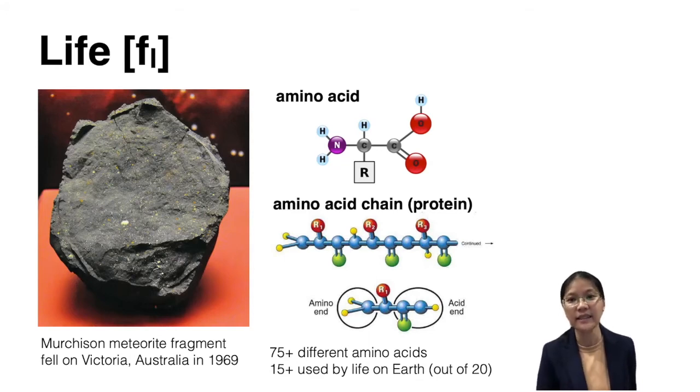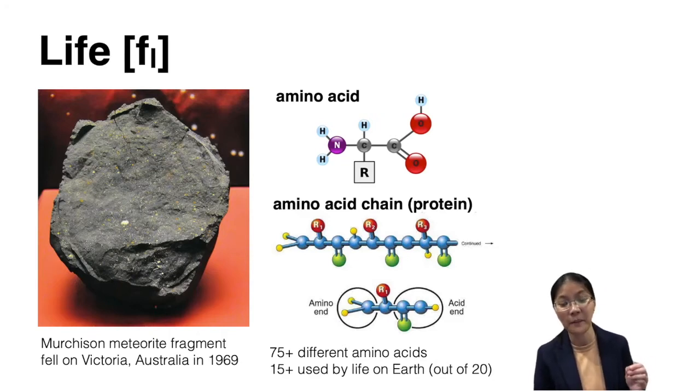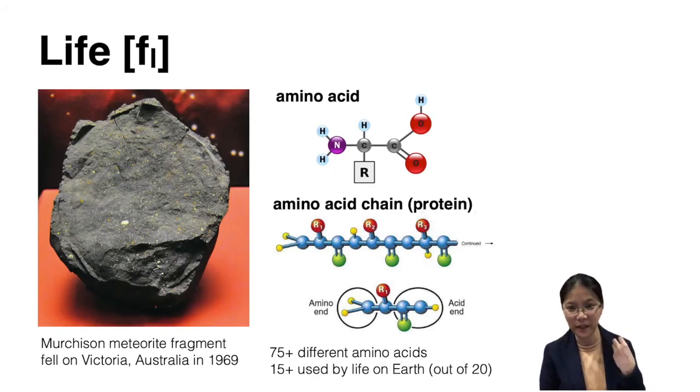And interestingly, we've found these same amino acids, 15 of them, plus many, many more, in a meteorite. This is called the Murchison meteorite fragment that fell somewhere in Australia back in 1969. And it's an ancient rock that's as old as the formation of the solar system. And it just so happened to fall on Earth, and we're able to study it.